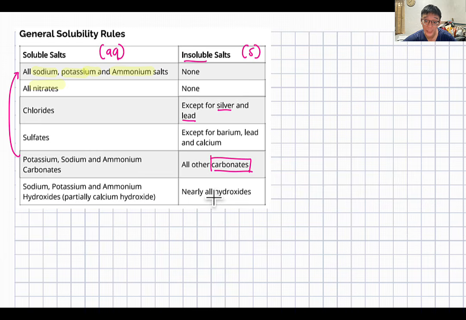While for hydroxides, this is actually a base. So almost all bases are insoluble, except, well, sodium, potassium, and ammonium hydroxide. For IGCSE, I think this information should be enough. So if you have sodium hydroxide, potassium hydroxide, and ammonium hydroxide, then they would be soluble. Other than that, it should be insoluble. For all acids, they are soluble. So all acids are here.